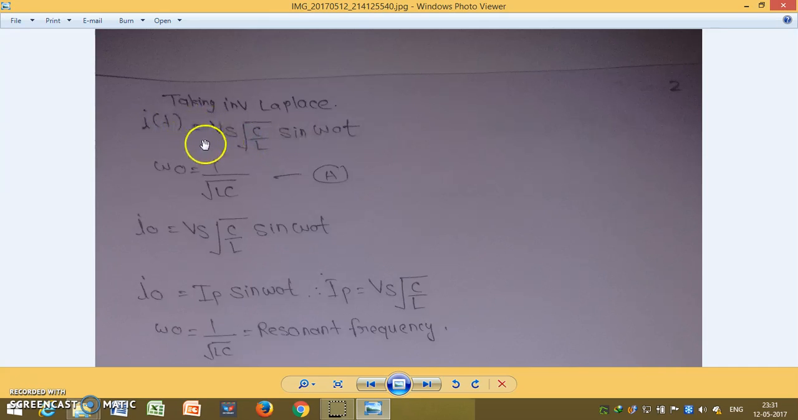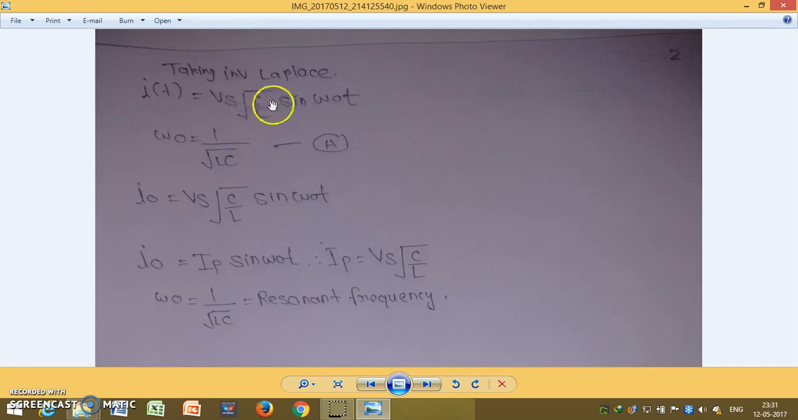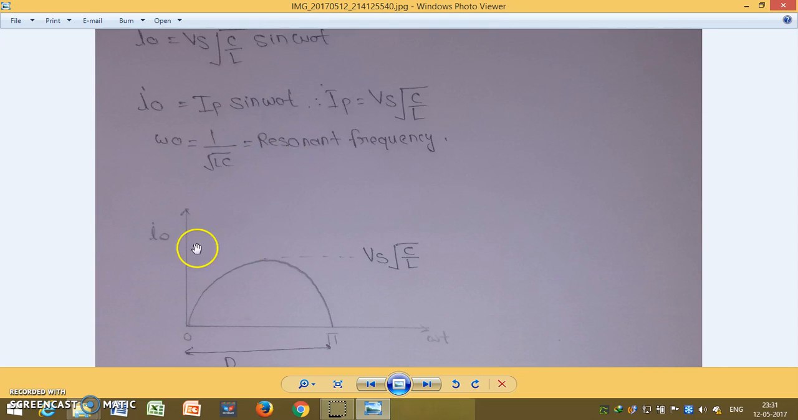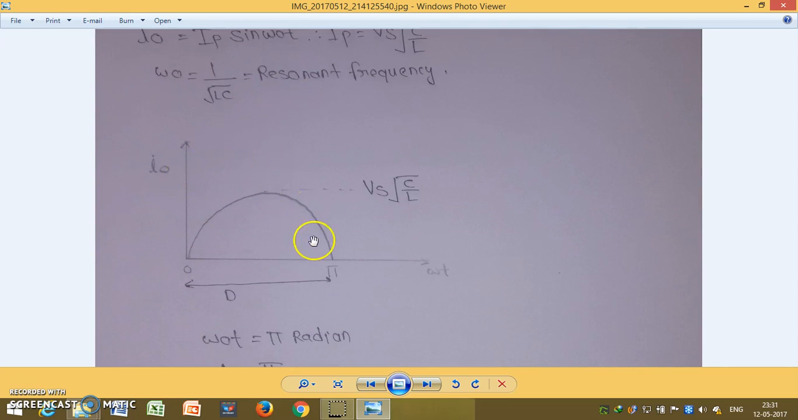After the inverse Laplace transform, we will get this important equation, and in this equation we will assume this part as Ip. This is constant, and omega naught equals 1 by under root LC, which came from our Laplace transform. Now the final equation we will get is i equals Ip sine omega naught t. This is the important equation, and omega naught equals 1 upon under root LC. This is nothing but the resonance frequency, and our current waveform is like this.